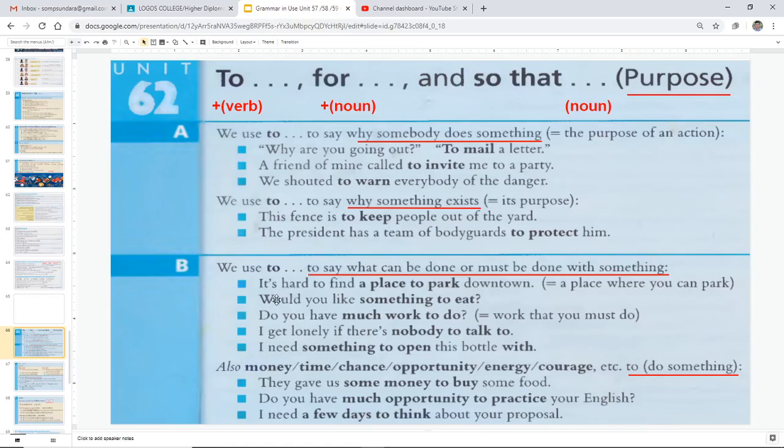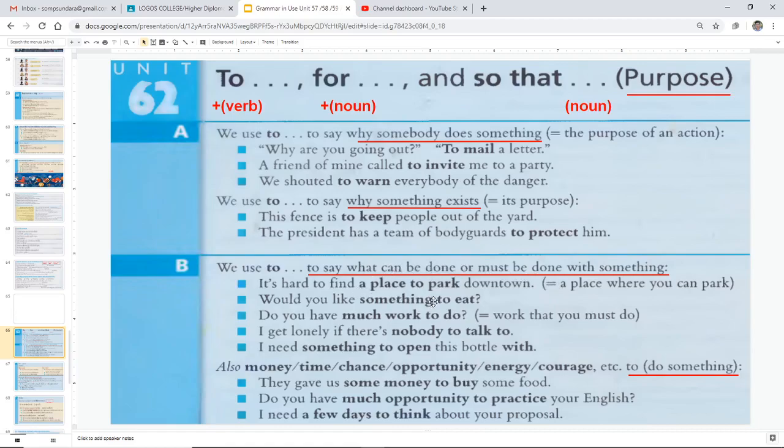Right. Part B. We use to say what can be done or must be done with something. Okay, so this is a very complicated way of saying something that allows you. It's hard to find a place to park downtown, right? So here's to find a place to park downtown, a place where you can park. Where can I park? Where am I allowed to park?